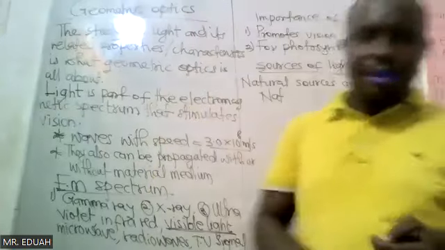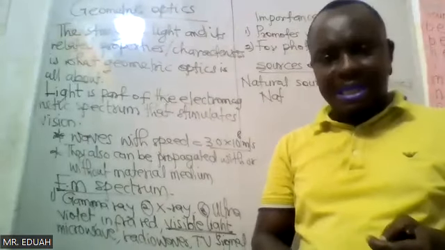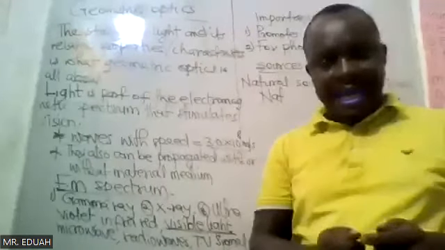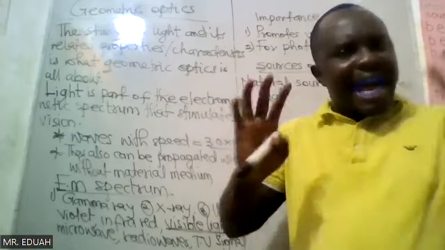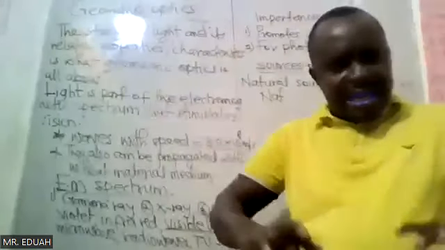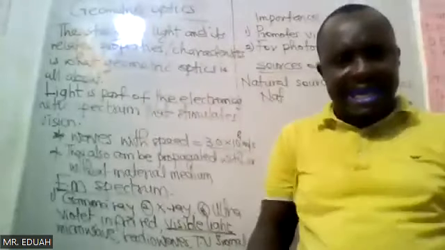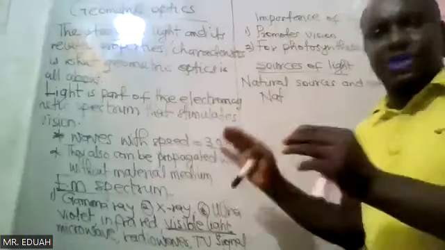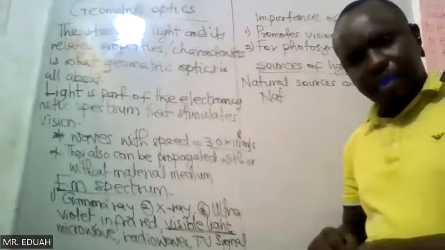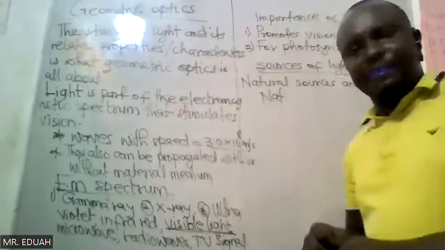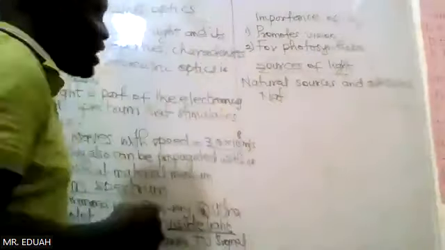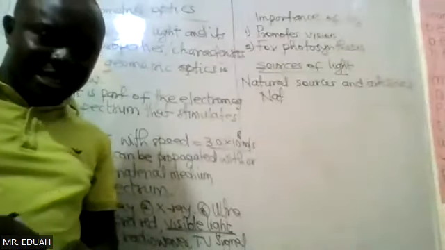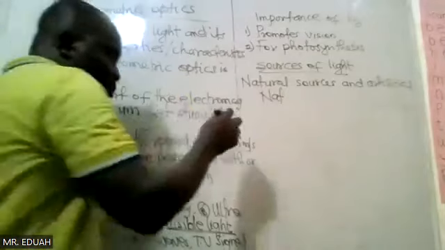Artificial sources also include touch light. These are not natural things. A situation is created and light is produced. So you can group sources under natural and artificial. And even the natural sources, you can talk about luminous bodies and also non-luminous bodies.